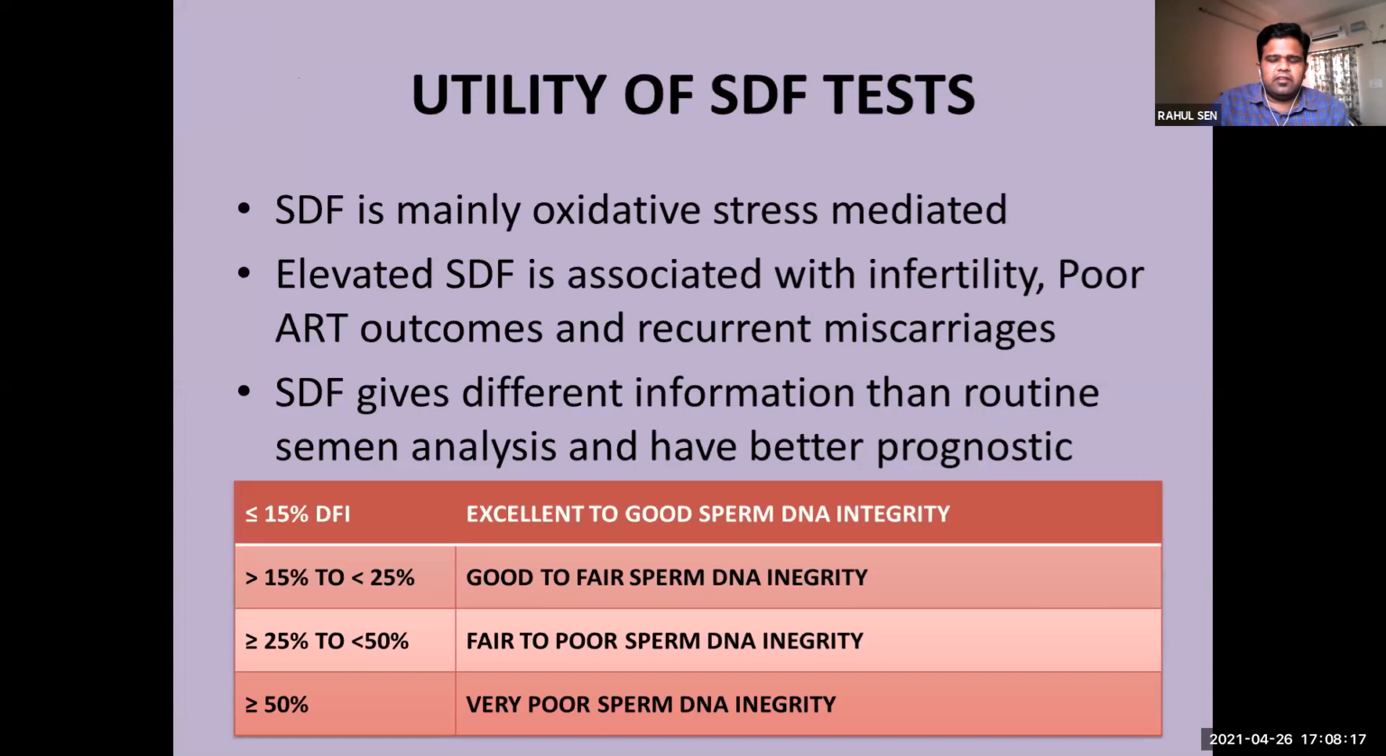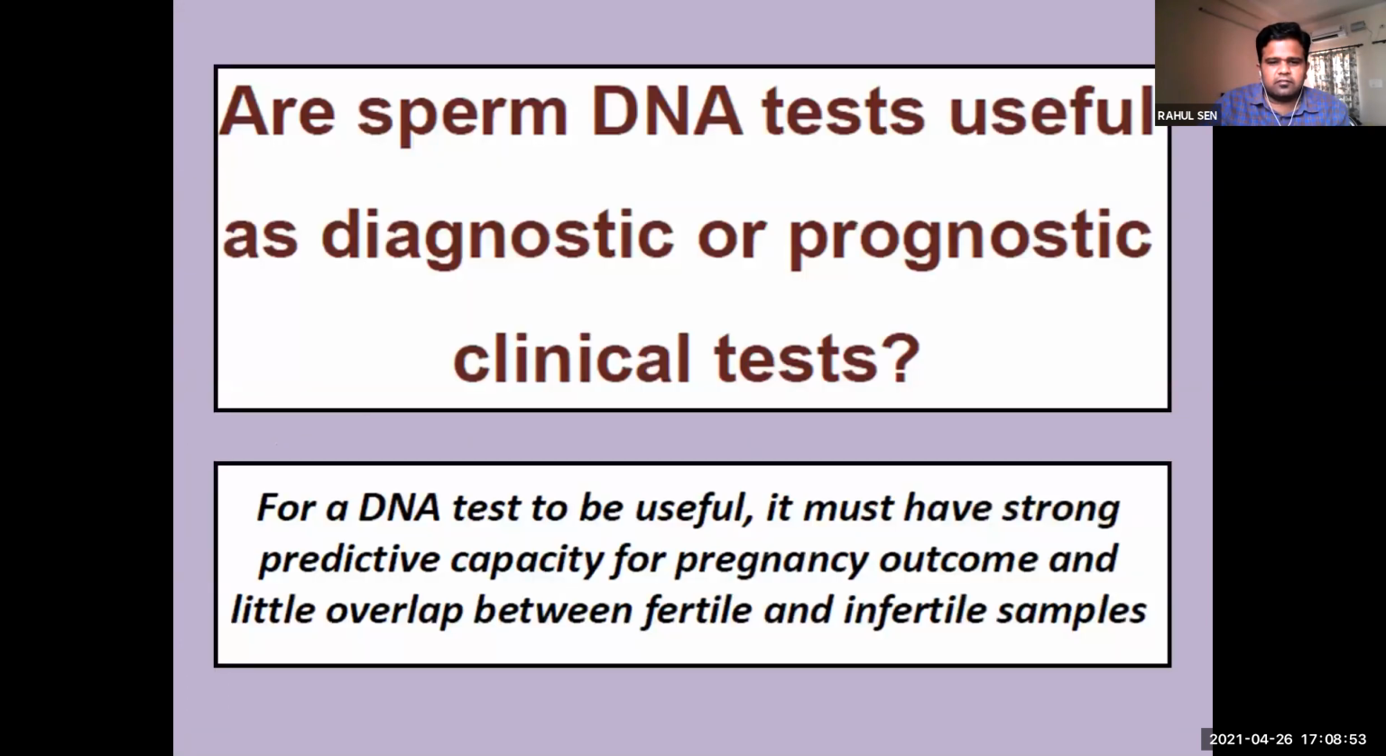These DNA fragmentation tests mainly check for oxidative mediated stress. Elevated sperm DNA fragmentation is associated with infertility, poor ART outcomes, and recurrent miscarriages. Ultimately, if the value is less than 15, it can be termed a good prognostic value, and the chances of good outcomes can be seen in that particular situation.